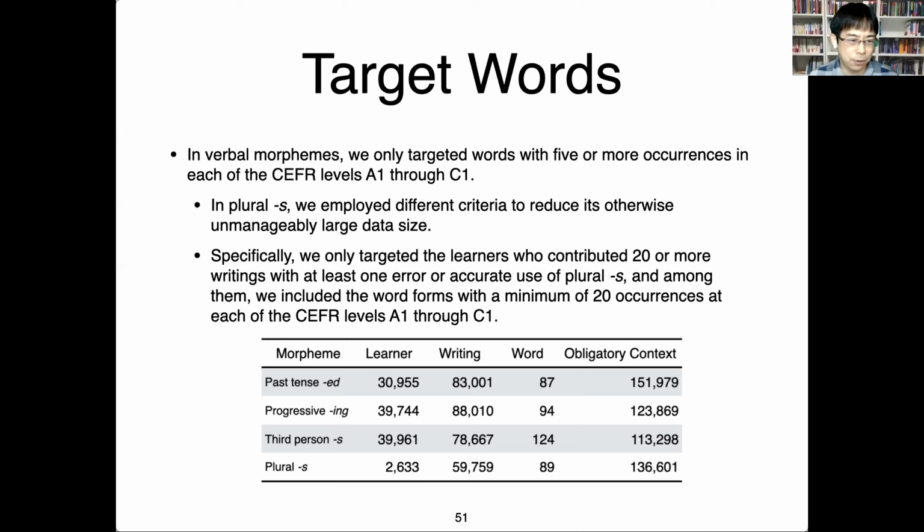And in plural -s, we employed different criteria to reduce its otherwise unmanageably large data size. And the table here shows the numbers of learners, writings, words, and obligatory contexts. So we looked at something like 30,000 to 40,000 learners, except for plural -s, and 50,000 to 80,000 writings. The number of words was not particularly large, but still we looked at like 80, 200 to like 120 words.